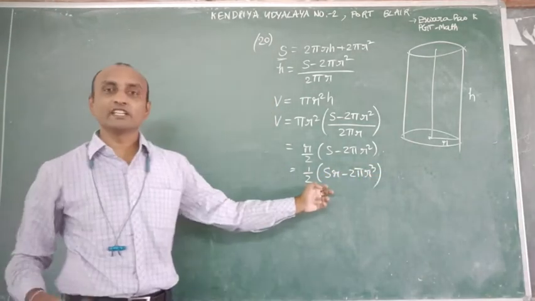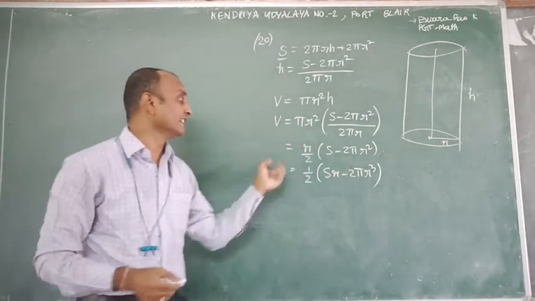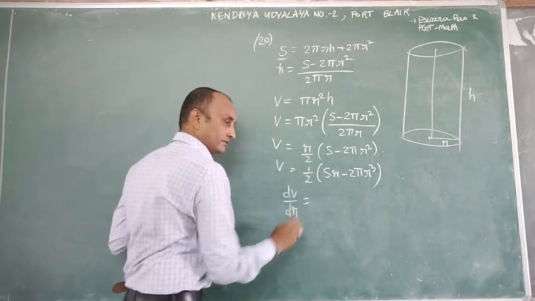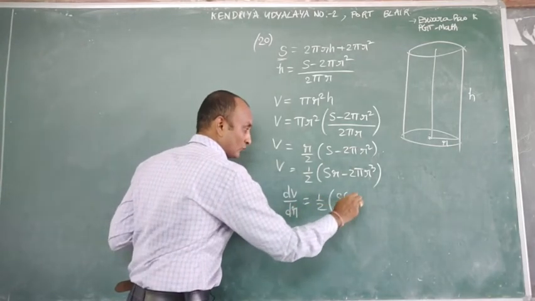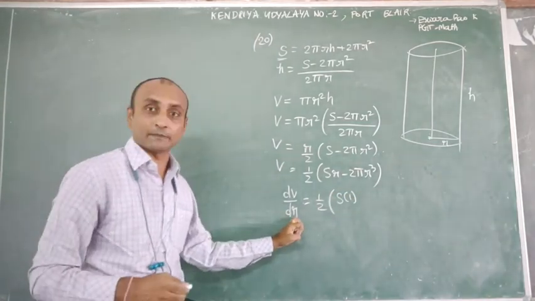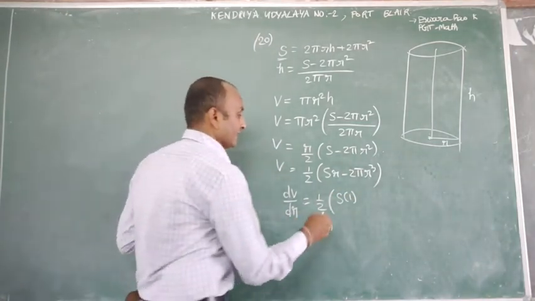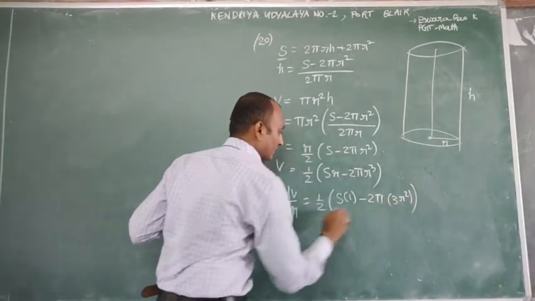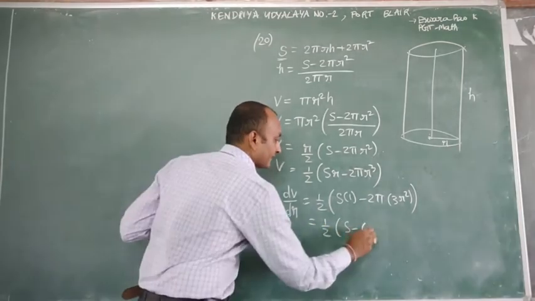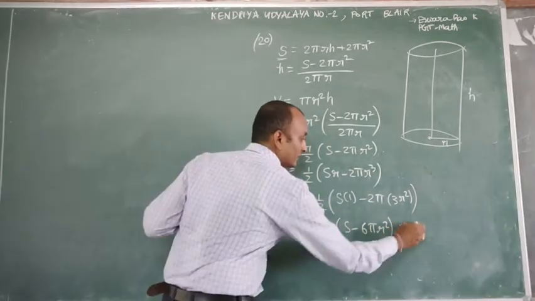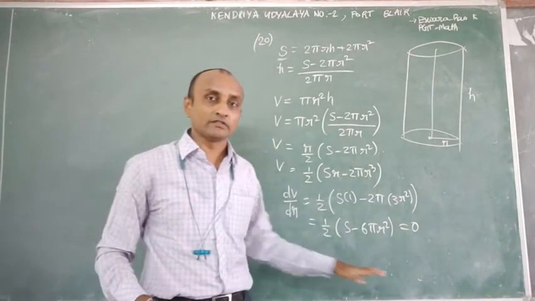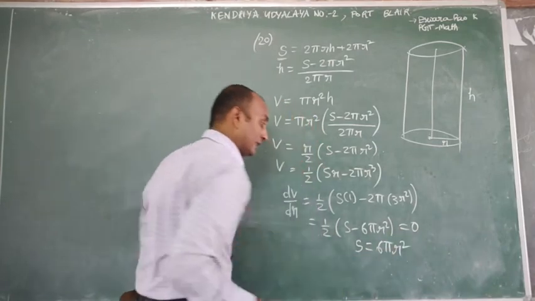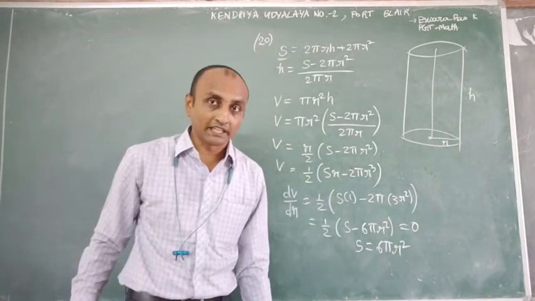Now it is in one variable, you can assume it as f of r, otherwise dV by dr directly you can take. dV by dr is equal to 1 by 2 into S into 1, because r derivative is 1, as we are differentiating with respect to r, minus 2 pi into 3 r square, which is equal to half into (S minus 6 pi r square), which is equal to 0. Because in the first derivative test to find the critical point, we take it equal to 0. So S is equal to 6 pi r square. Right.